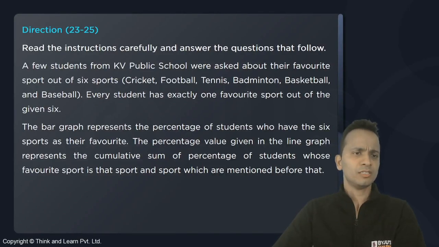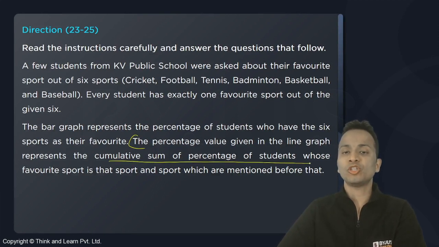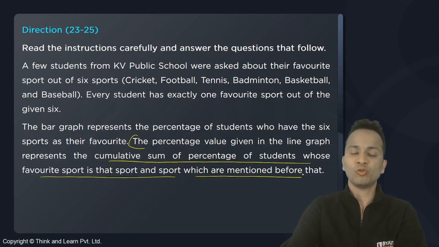Now this is a set which can be solved logically. Okay. Now you all have seen this question. So if you look at the line graph, the percentage values in the line graphs represent the cumulative sum of the percentage of the students whose favorite sport is that sport and the sports which are mentioned before that.